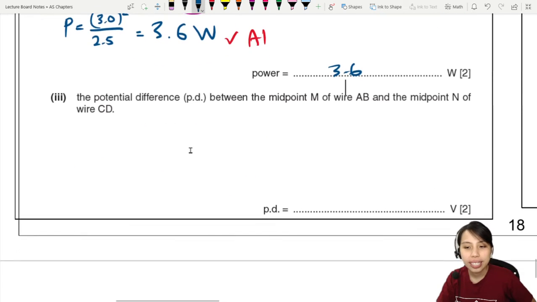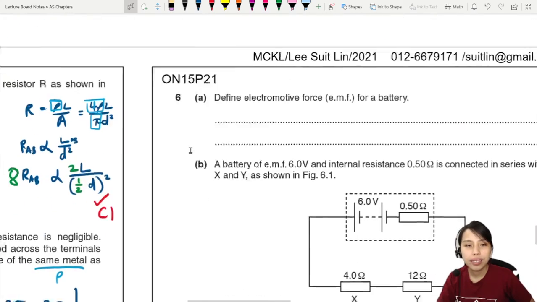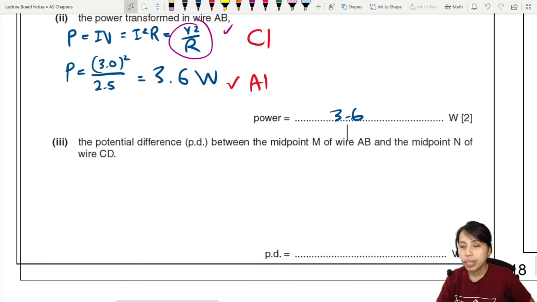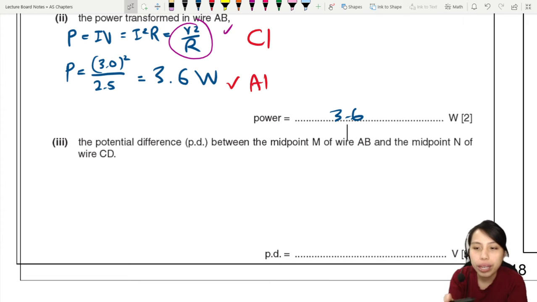Part 3. The finale of this question. Is it the finale? Yes, it is. Oh, this is where it's a bit tricky. The potential difference between the midpoint M of wire AB and midpoint N of CD. We need to find that. Wait, what? We need to find the potential difference between midpoint to midpoint.